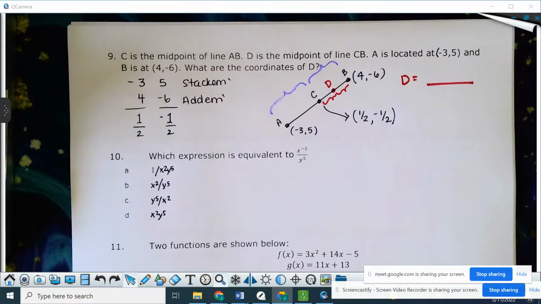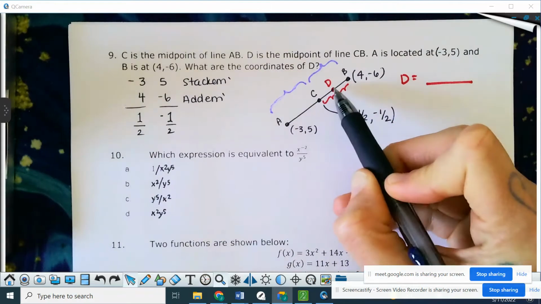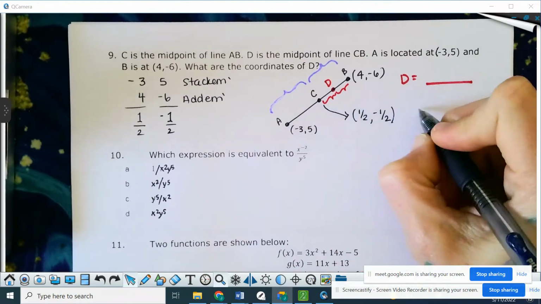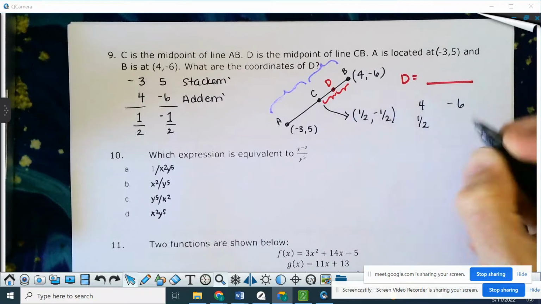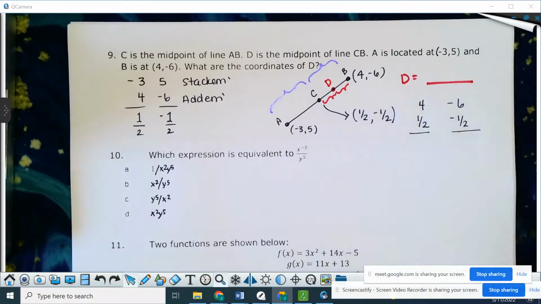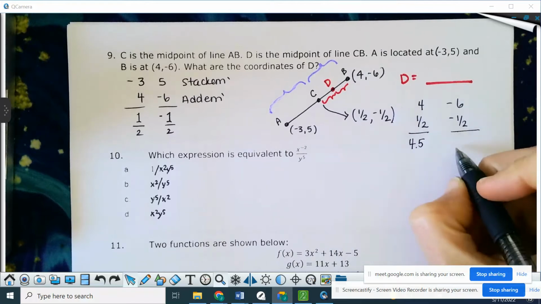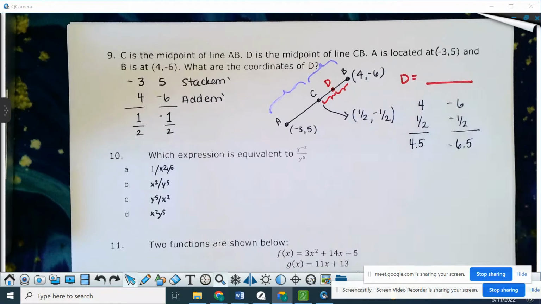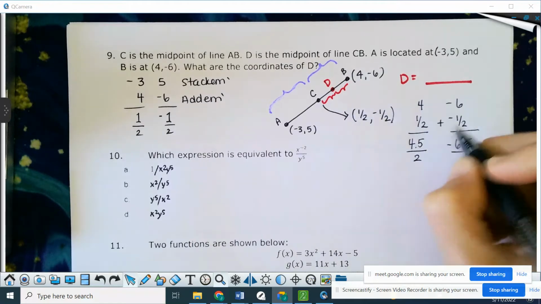Now don't jump. If it was multiple choice, that answer choice is going to be there, but that is not what it's asking for. So again, we need D. I'm going to do the same thing with C and B, and then I'll end up with the midpoint D. So I'm going to take 4 and negative 6, that's x and y, and then 1/2, which is positive, and negative 1/2, which is negative. Add them. So I'm going to do 4.5, and then negative 6.5. We're going to divide those by 2 because we stacked them, add them, divide by 2.